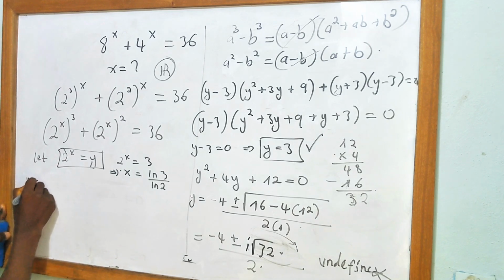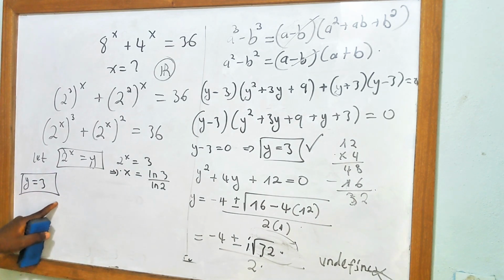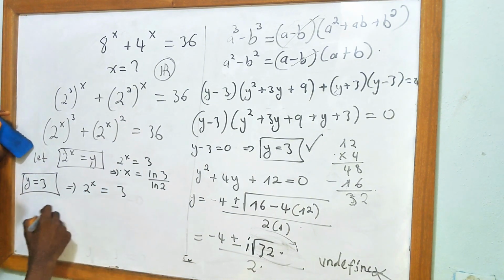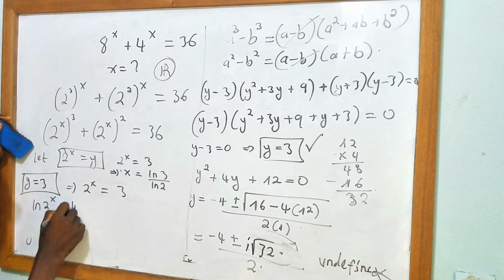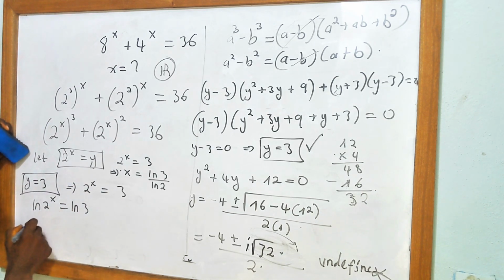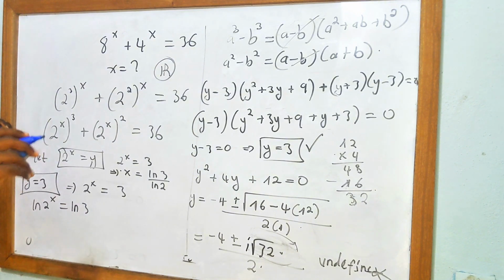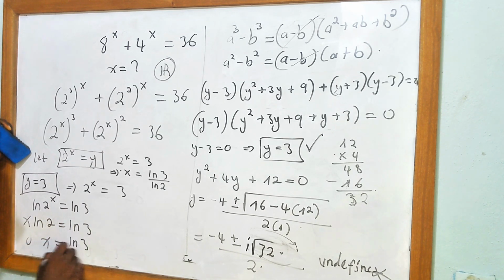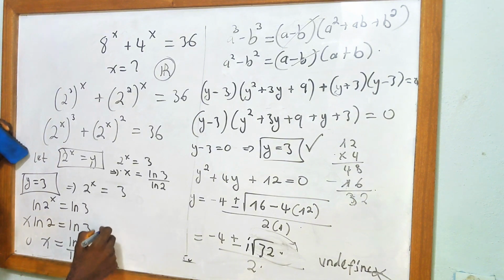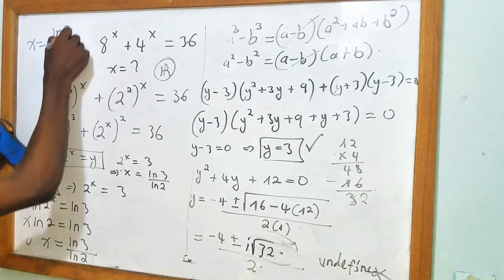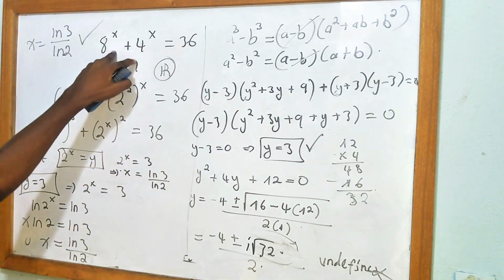Therefore, our y is equal to 3. That is the only value, which implies 2 to the power x equals 3. Hence, we apply ln: ln of 2 to the power x equals ln 3. You can use log or any form of your choice, but I prefer ln. The principle of ln says ln of a to the power m is m ln a. That will be x ln 2 equals ln 3, therefore x equals ln 3 divided by ln 2. And we are done. That's the answer.